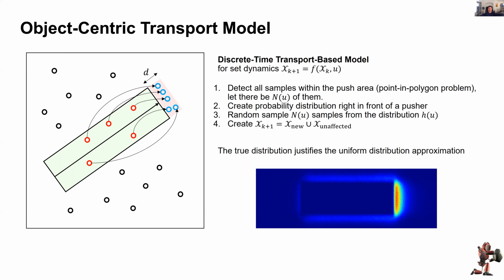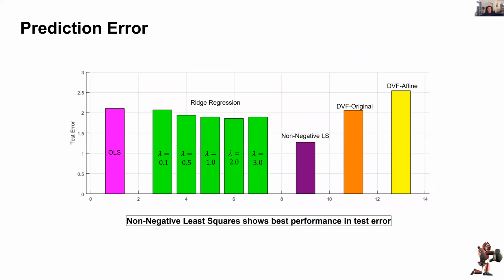And we actually took the true distribution, see what it looks like, and it seems like a uniform distribution is a pretty good approximation for the true distribution. So when we actually looked at the prediction error during the test, it seemed like, surprisingly, the linear model does extremely well. Here you see these are different regularizations of the linear models that we made.